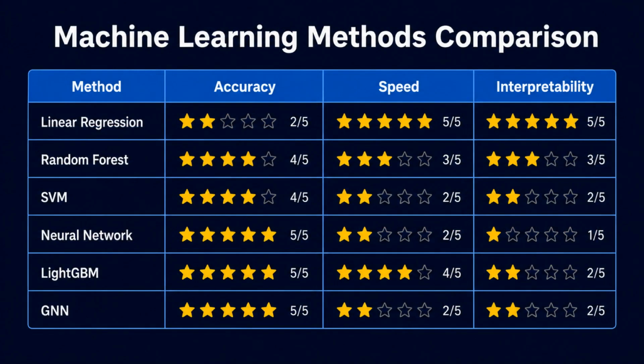Let's compare machine learning methods for QSAR. Linear regression is fast with high interpretability, but only moderate accuracy. Random forest achieves good accuracy with decent speed and works well for medium-sized datasets. SVM is good for small to medium high-dimensional data. Neural networks achieve high accuracy, but need large samples. LightGBM and XGBoost are competition favorites with excellent speed. Graph neural networks achieve state-of-the-art results on molecular graphs.